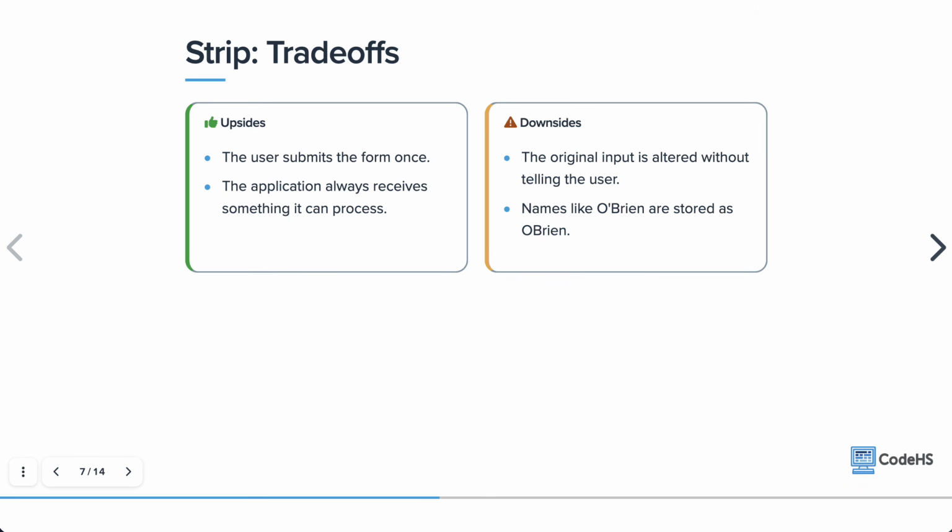Like any security choice, stripping has trade-offs. On the upside, the user submits the form once. They do not get bounced back with an error. The application also always receives something it can process, which keeps the user flow smooth. On the downside, the original input is altered without telling the user. Someone whose name is O'Brien typed it correctly, but the system stored it as OBrien without an apostrophe. That is a real issue if the name has to match a legal record somewhere else. The strip approach favors user experience. It accepts the cost of slightly altered data in exchange for not interrupting the user.